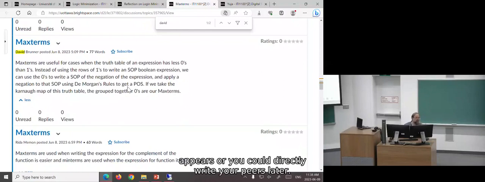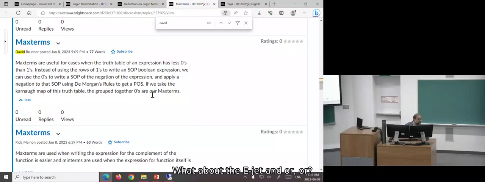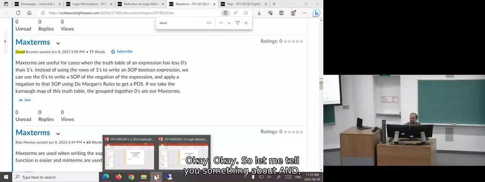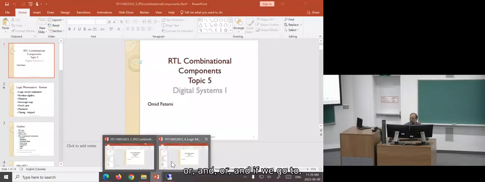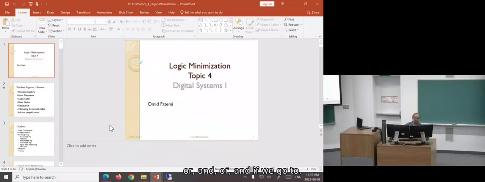Or you could directly write your POS later. So first, you might need to think of the negation, but later you could directly go there and write your POS, product of sums. If we take the Karnaugh map of this truth table, the grouped zeros are our max terms. What about the circuit? AND OR AND? You didn't write it, yeah? You forgot? Yeah. Okay. So let me tell you something about AND OR and OR AND.